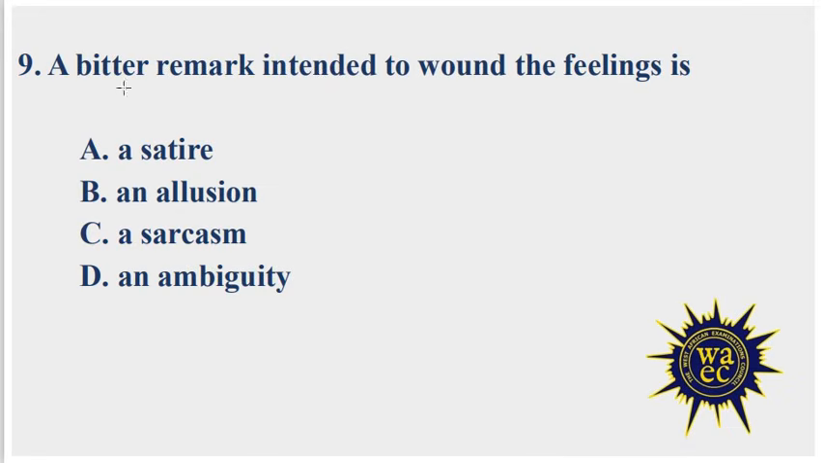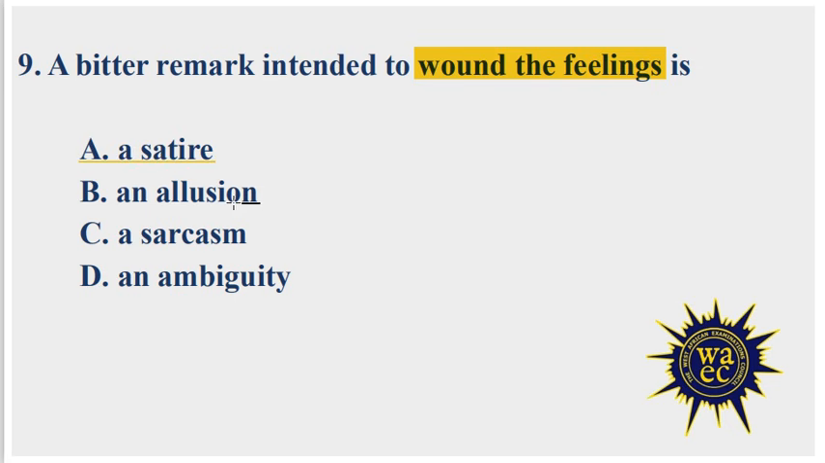A bitter remark intended to wound the feelings is A. A satire, B. An allusion, C. A sarcasm, D. An ambiguity. Let's explain each of the options so we determine the correct one. A bitter remark intended to wound the feeling of someone. Option A. A satire is a type of literature that uses humor, irony, and exaggeration to criticize or mock individuals or the society at large.